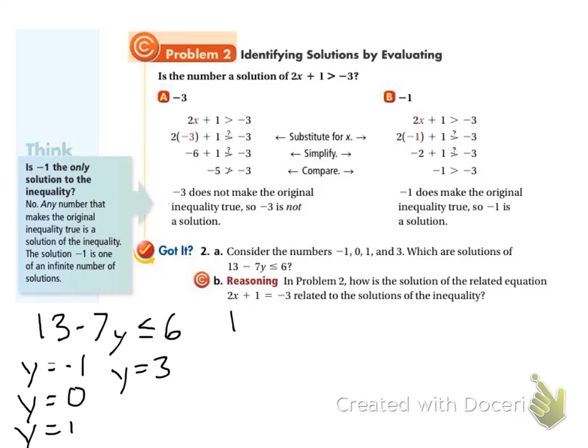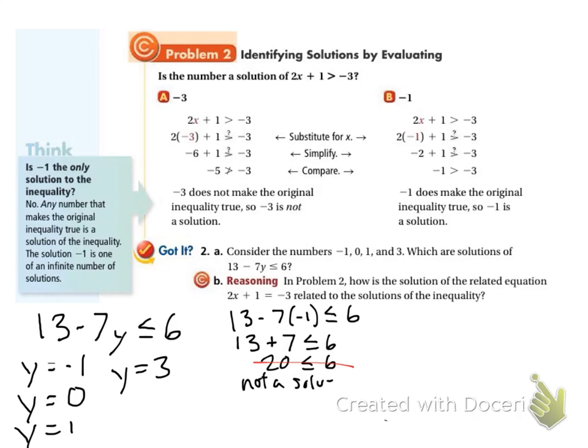So 13 minus 7 times -1 is less than or equal to 6. I'm going to simplify this exactly as if that were an equal sign. So this turns into 13. -7 times -1 is plus 7. So I get 20 is less than or equal to 6. That is not true. Not a solution.